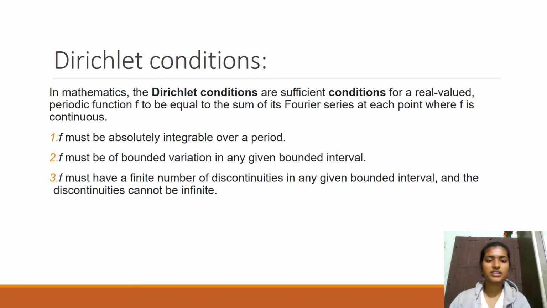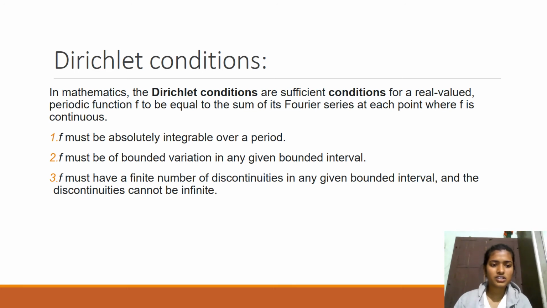Now let's see the Dirichlet conditions. This is basically the condition for a function to be represented as a Fourier series. Like if we have a function, can we write it in the form of a Fourier series? That is what these conditions tell us. In mathematics, the Dirichlet conditions are sufficient conditions for a real valued periodic function f to be equal to the sum of its Fourier series at each point where f is continuous.